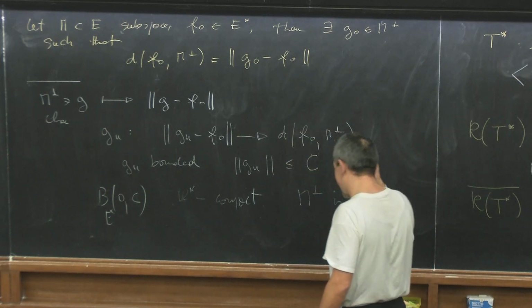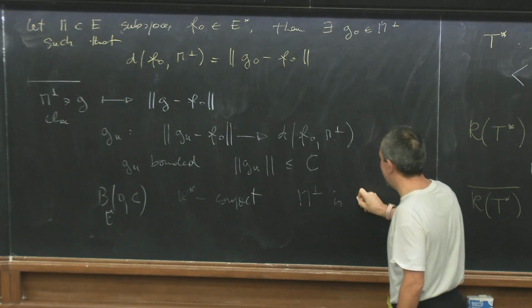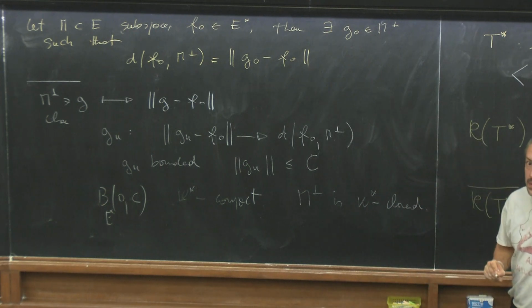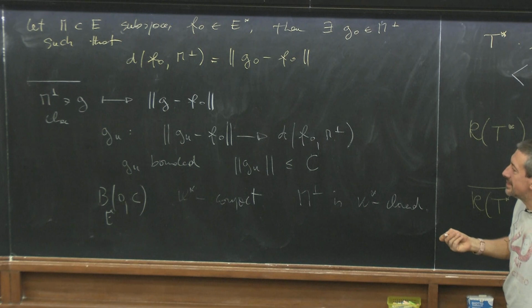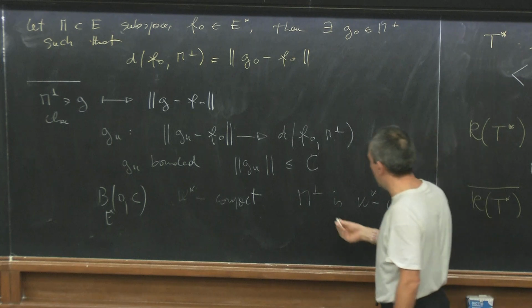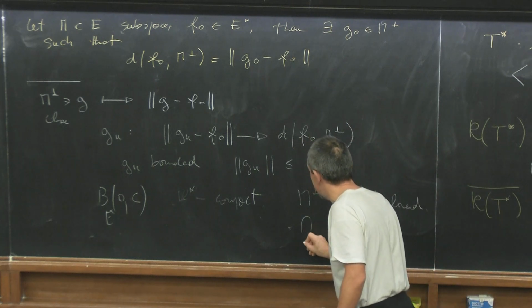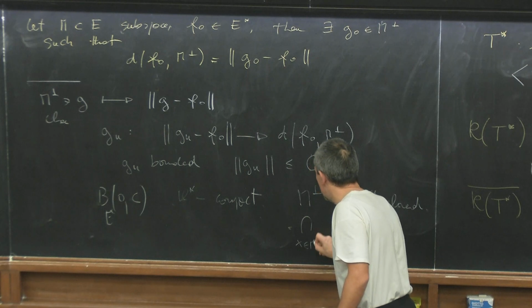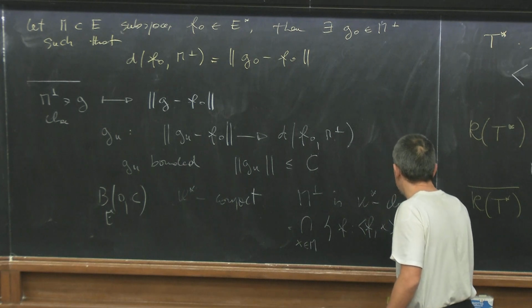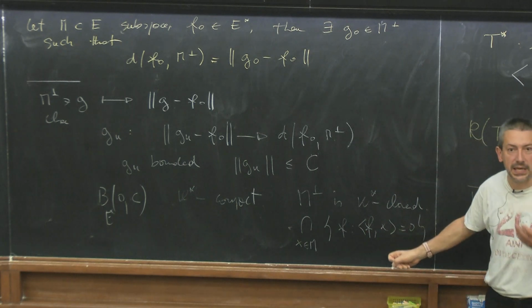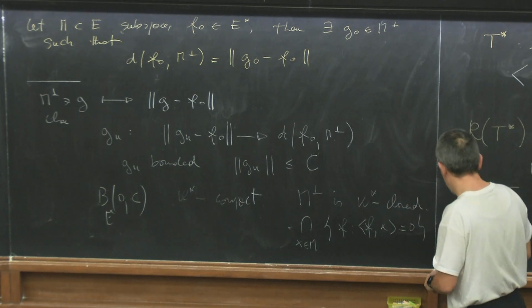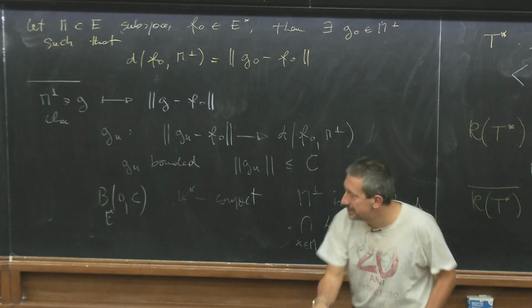M orthogonal, the observation now, is weakly closed, by definition. Because M orthogonal is the intersection over x belonging to M of the sets of F such that F(x) equals 0, and this is by definition a weakly star closed hyperplane. Okay, so you take now the map, so you have the compact set.